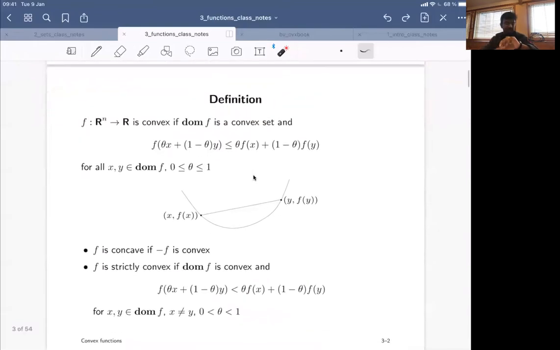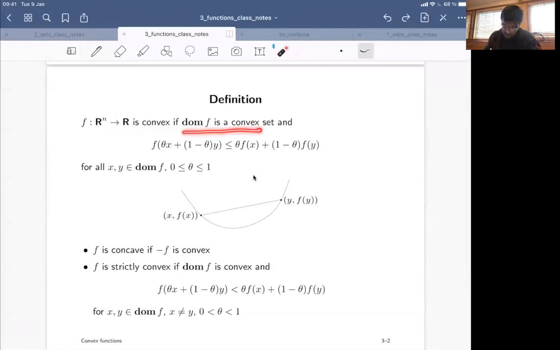Okay, so let's start with the definition. When do you say that a function is convex? We have a function which maps from R^n to R. This is our objective function. We say that it is convex if, first, the domain of f is convex.